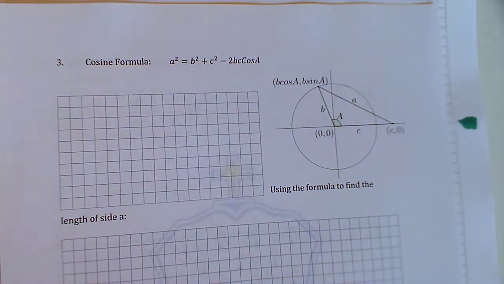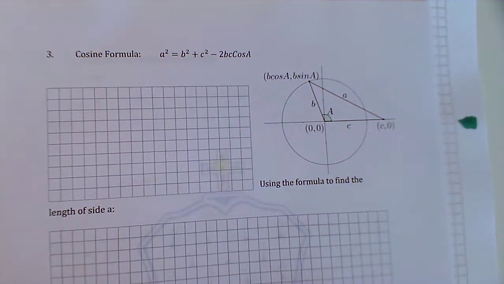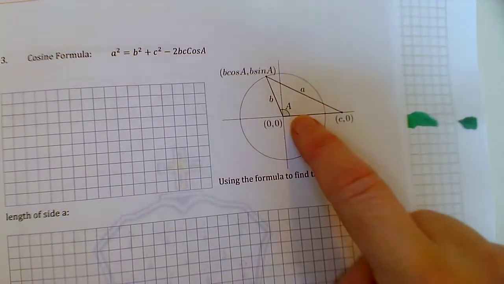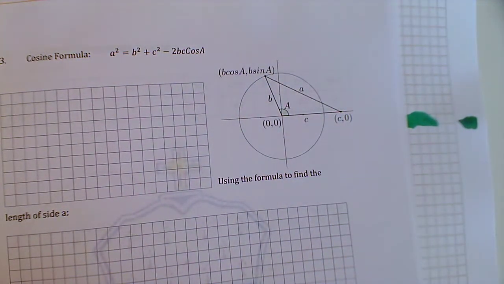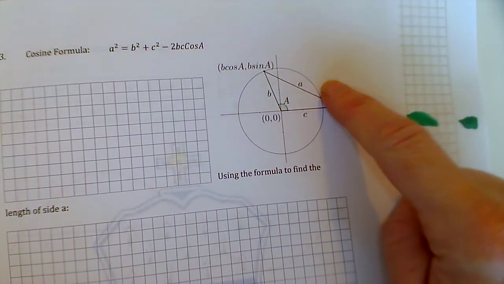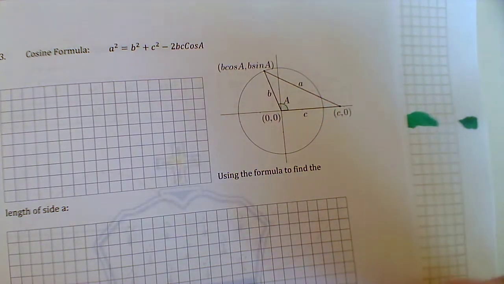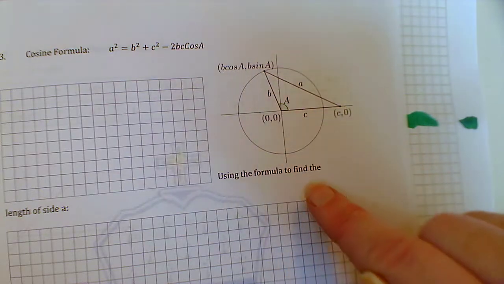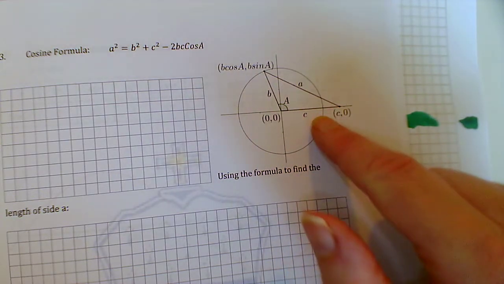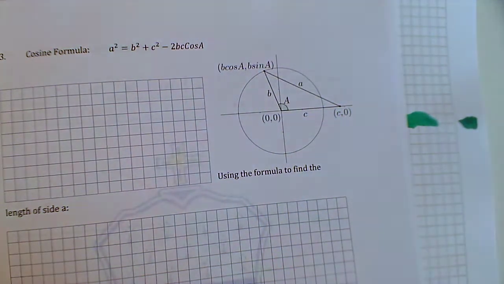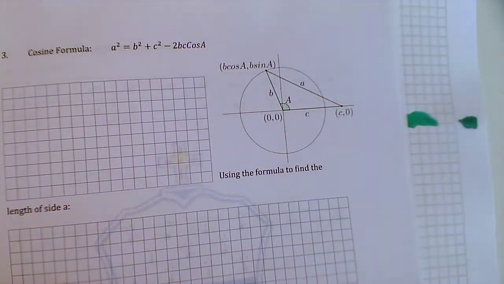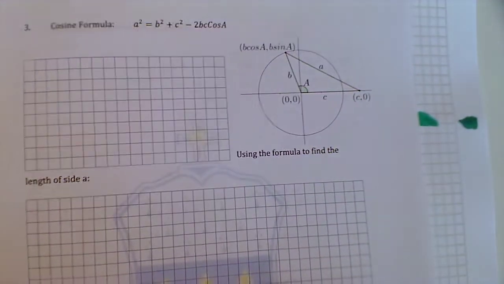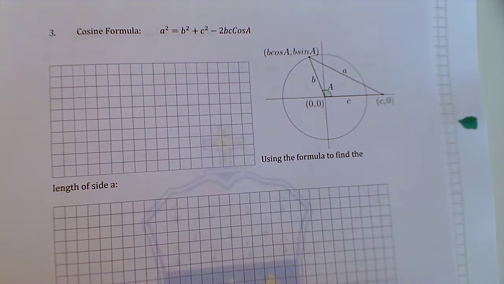So the cosine rule, which we've been using, tells us that when we have an angle like this, the side opposite that angle is given by the two other sides squared and added together, take away twice those sides by the cosine of the angle in between them. Okay, so how do we prove this?